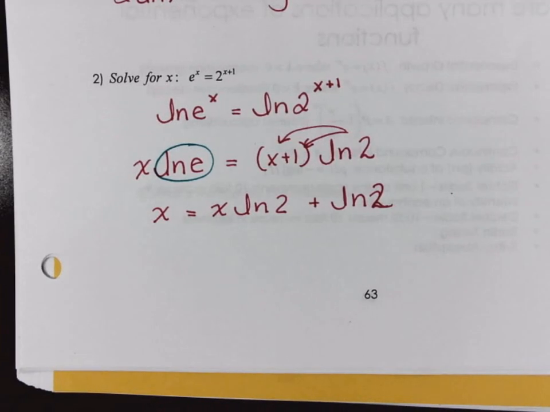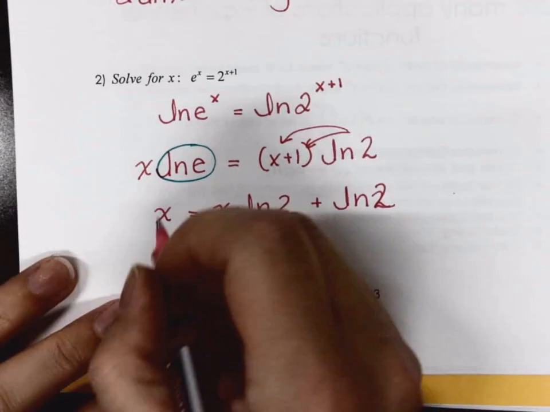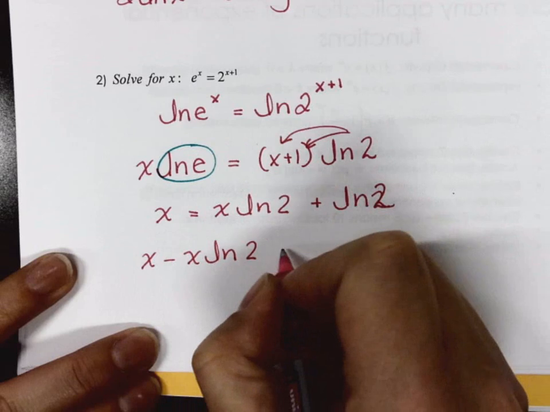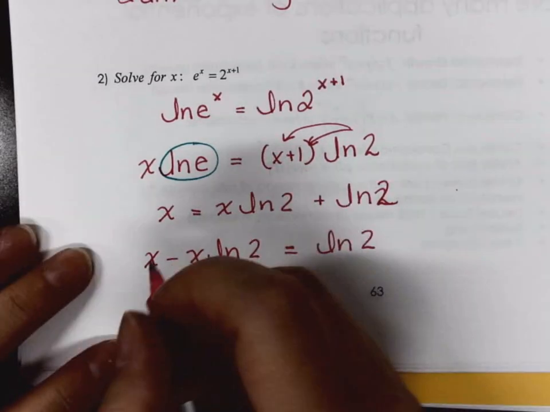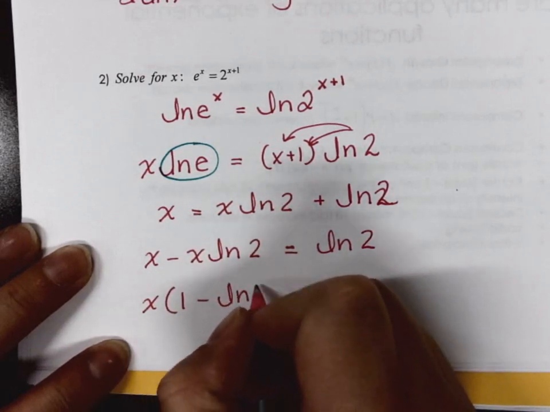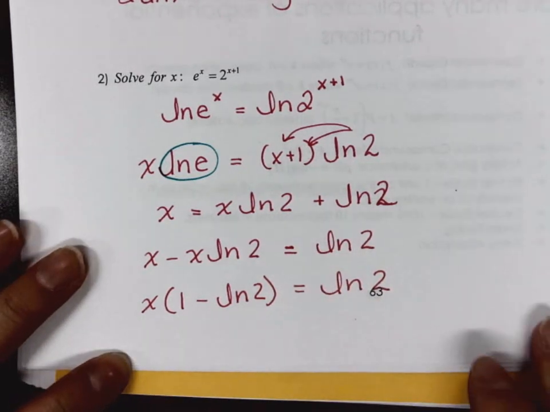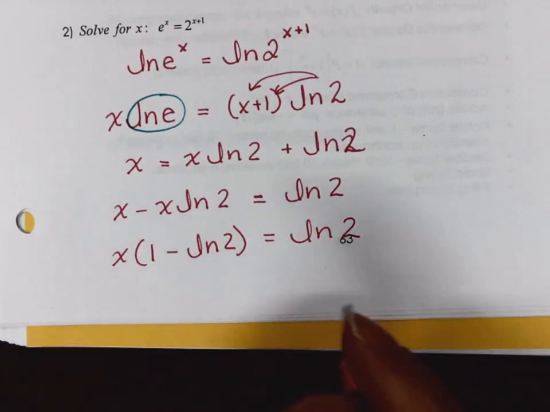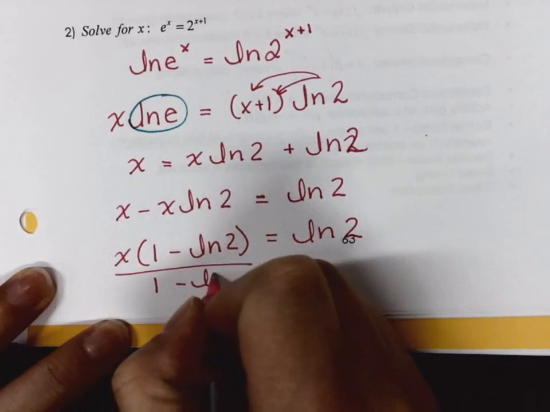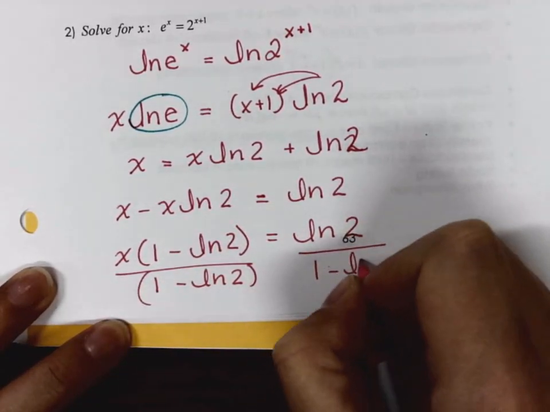What do I do now? Bring the one that has x on it. Yep, exactly. Bring anything with an x to the same side. So I'm going to move everything to the left. So I'm going to have x minus x ln 2 equals ln 2. Next up. Common factor that x out. We often drop that 1, but please don't do that, because then your answer will be incorrect. We're going to divide this side by 1 minus ln 2, 1 minus natural log 2.